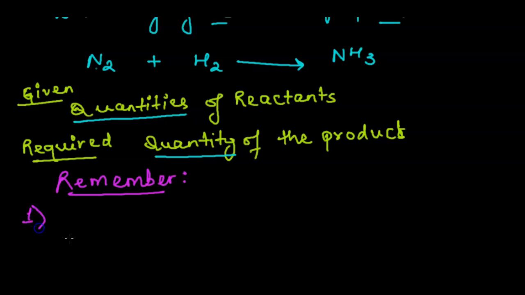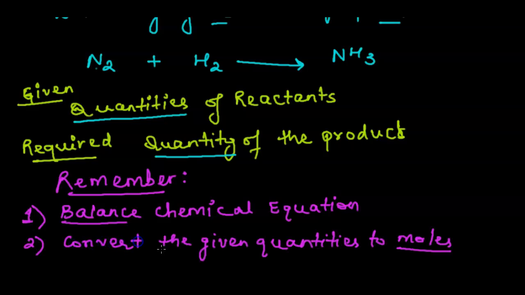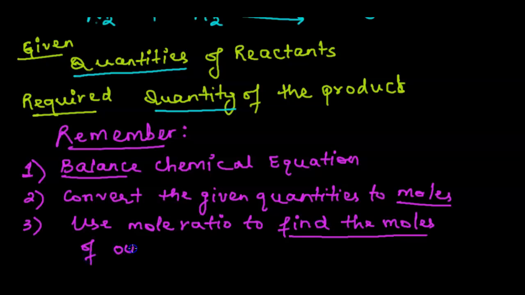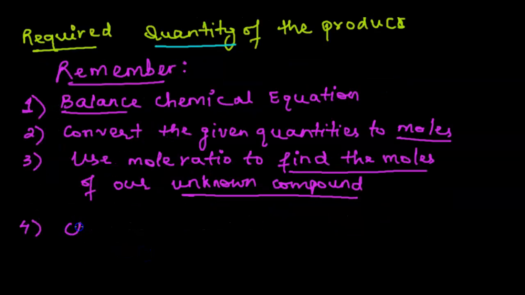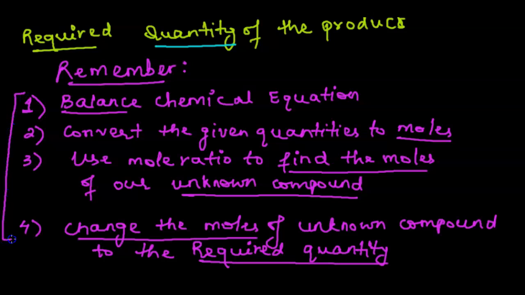We have to remember this one thing here: for solving any stoichiometric problem, there are just 4 steps to follow. And these 4 steps will always come in handy in stoichiometric problems. The first step is to balance the equation. Second step is to convert the given quantities to moles. If the given quantities are already in moles, then we can skip the second step. Third step is to use the mole ratio to find the moles of our unknown compound. Fourth step is to change the moles of the unknown compound to the required quantity. So these 4 steps make our life easier when we need to do stoichiometric problems.